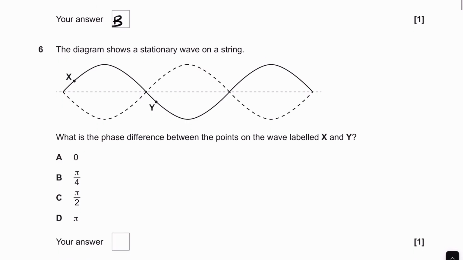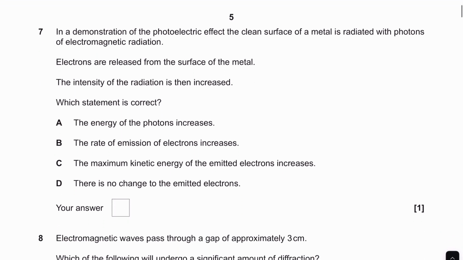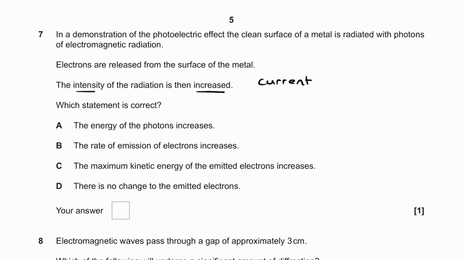Then we've got question number 6, which shows a stationary wave on a string. What is the phase difference between the points labeled X and Y? So they seem to be pi radians away from each other, so D will be the answer. Question number 7. In a demonstration of photoelectric effect, the clean surface of a metal is radiated with photons of electromagnetic radiation. Electrons are released from the surface of the metal and the intensity of the radiation is then increased. Remember that with intensity, current increases. Therefore, the rate of emission of electrons will increase. So B will be the answer.